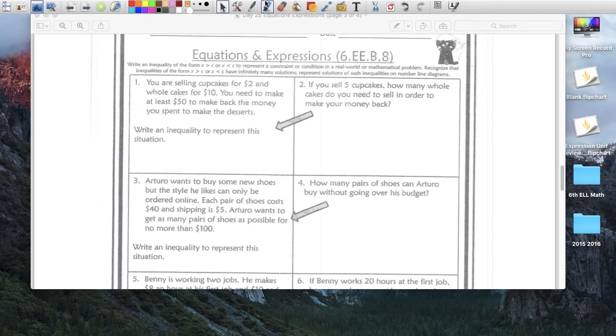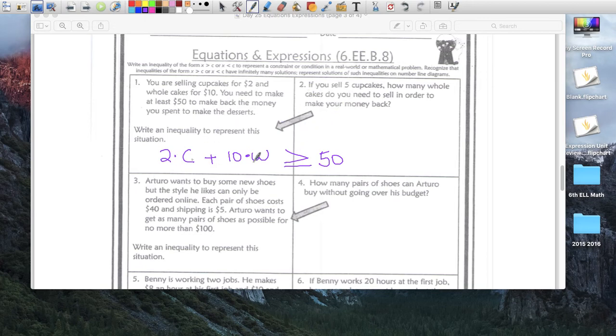Okay, so this one we haven't done in class, and it's okay. So we'll do it. So here's how I would write this: $2 for every what? 2 times the cupcakes, right? $2 times every cupcake plus $10 for every what? For every whole cake, and I'm going to use W. So if I add the 2 times my cupcakes plus the $10 times every whole cake, I need that total to be what compared to 50? I need that total to be greater than or equal to 50. And that would be my inequality.